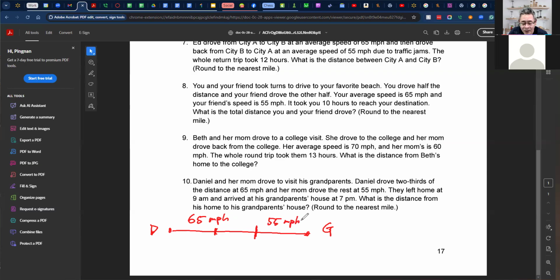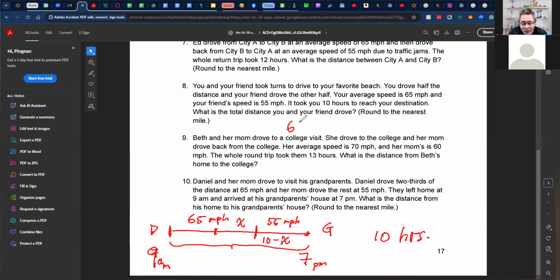Okay, and we know the total time because we know the starting time is 9 a.m. and it ends at 7 p.m. So that means 10 hours. Okay, so if we say Daniel drove X hours, then his mom will drive 10 minus X. Okay, are we good here? Very good. Well, let's set up.